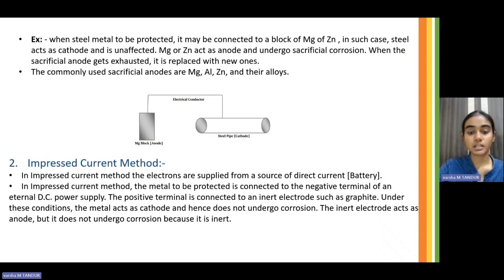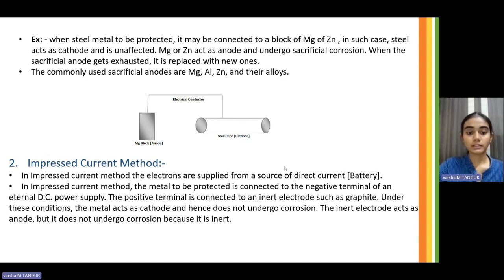For example, a steel pipe which is to be protected from corrosion is placed at the cathode and the more anodic metal is placed at the anode. When the sacrificial anode gets exhausted, it is replaced with new ones. The commonly used sacrificial anodes are magnesium, aluminum, zinc, and their alloys.